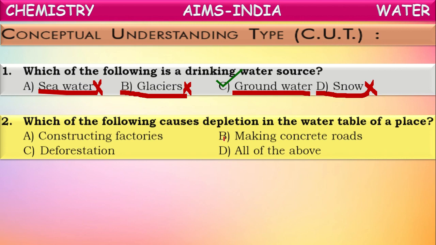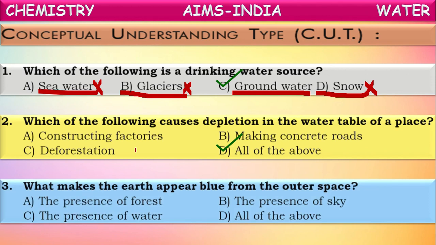In the same way, making concrete roads also reduces the sinking of water into the soil, because if the soil is completely covered with concrete roads, this won't allow water to sink inside. Even constructing factories: as the number of factories increases, they consume more and more water. By this activity also, the water table will be depleted, or the groundwater level will decrease. So what will be the correct answer now? All of these. See the next one.